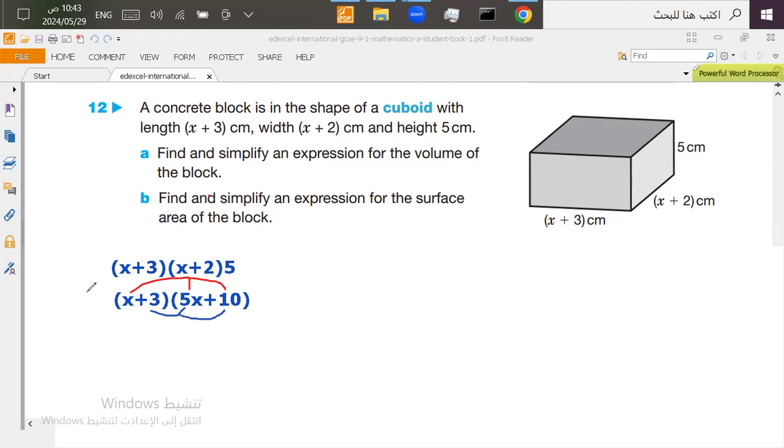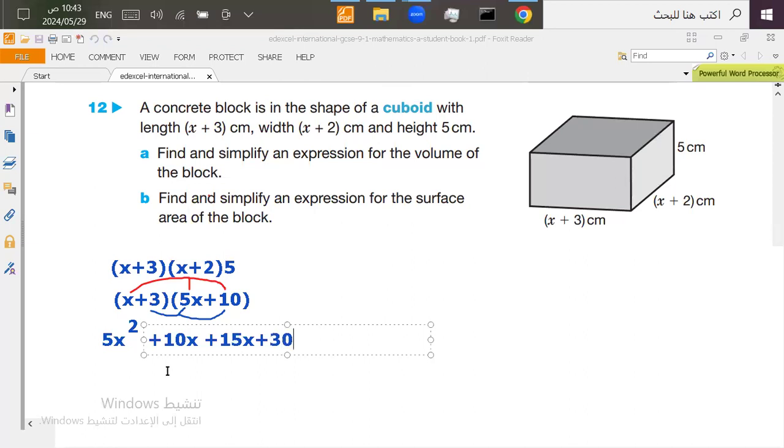So here, x times 5x is going to be 5x power of 2. Then the x will be multiplied by the 10, which is 10x, so plus 10x. And then the 3 will be multiplied by the 5x, it's going to be plus 15x. And then 10 multiplied by 3 is going to be 30.